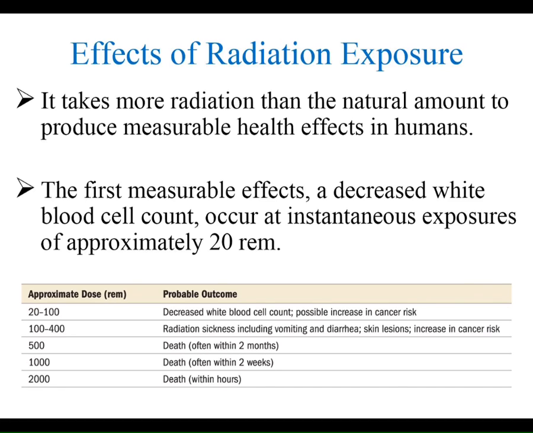So what happens at around 20 to 100? Well, that's when you begin to kill off your white blood cells. It makes it harder for you to fight off infection, and your cancer risk tends to increase. At around 100 to 400, you've got full-on radiation sickness, and you're throwing up, you have diarrhea, you're getting lesions on your skin, your skin's peeling off, all that lovely stuff. And then at around 500, you're going to pretty much die. Just a question of how fast.